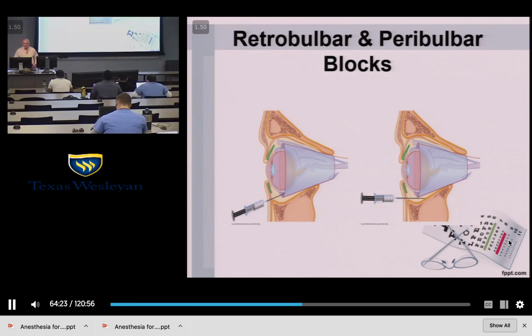So let's talk about these two blocks. Again, I'm not going to ask you questions about where the needle goes, because more than likely you're not going to be doing these blocks on your own, meaning you're not going to be doing them at all unless you go to an eye center and that's something that you choose to do.